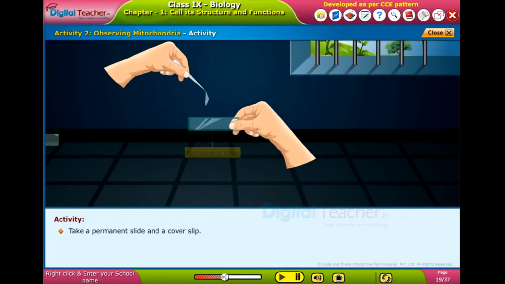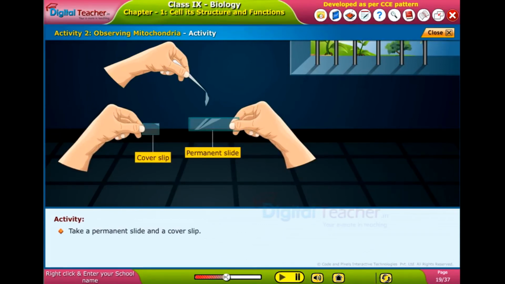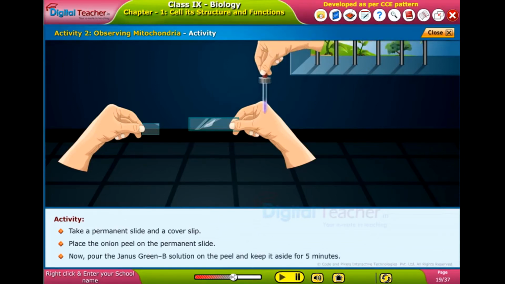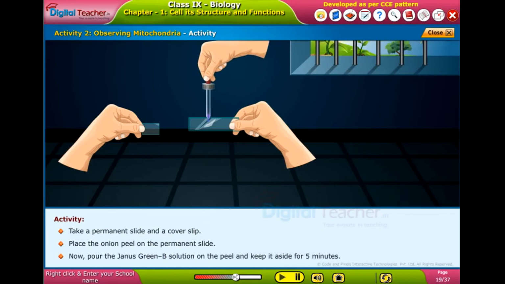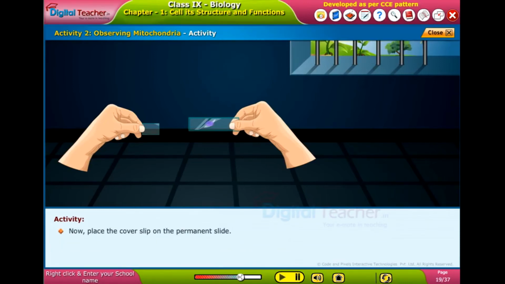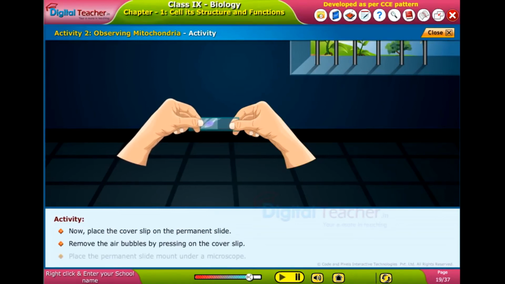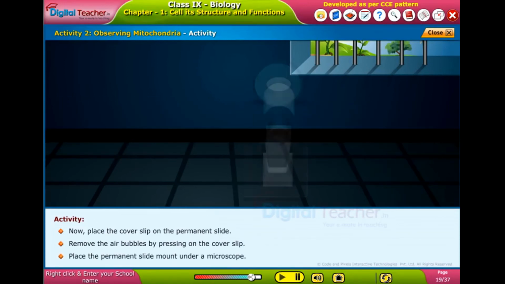Take a permanent slide and a cover slip. Place the onion peel on the permanent slide. Now pour the Janus green B solution on the peel and keep it aside for 5 minutes. Now place the cover slip on the permanent slide. Remove the air bubbles by pressing on the cover slip. Place the permanent slide mount under a microscope.